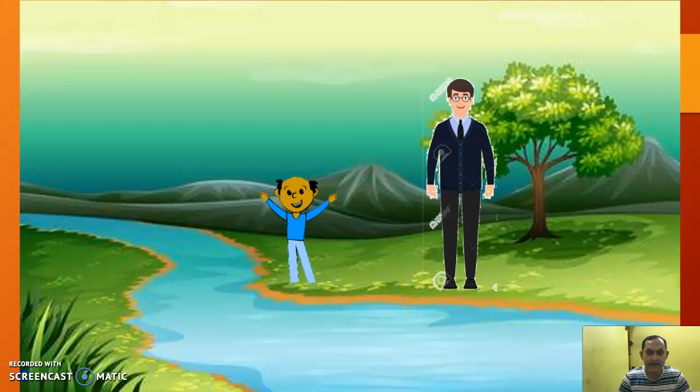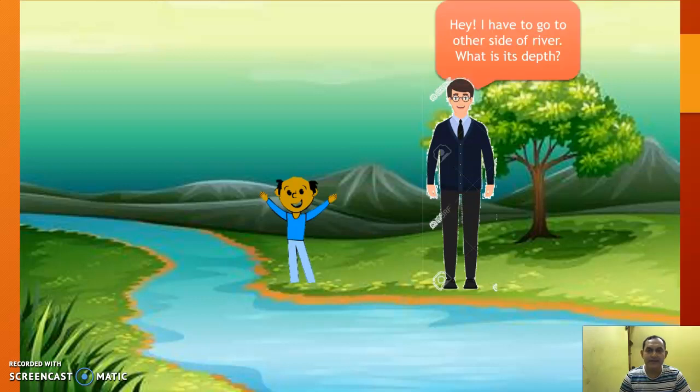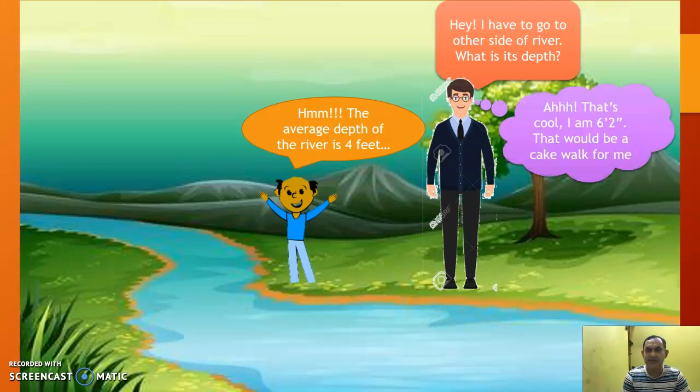Let's start today's class with a story. A tall man has to cross this river, but he did not have any idea about the depth of this river. So he asked a gentleman standing on the bank of the river, "Hey, I have to go to the other side of the river. What is its depth?"